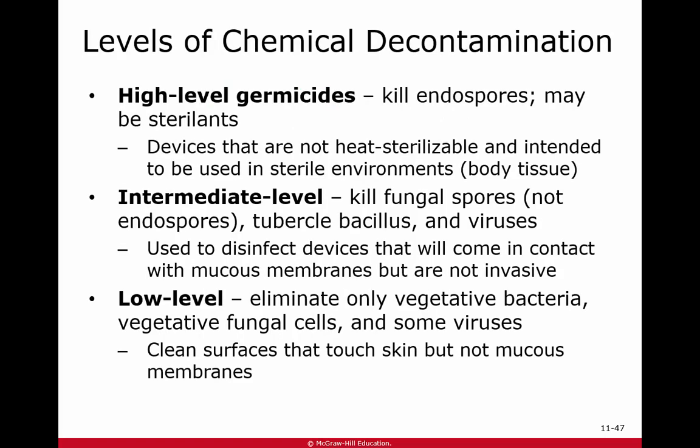When we look at chemicals, we have three levels that we look at them at. First, we have the high-level germicides. These are those that sterilize. We call them sterilants. They're going to kill everything. The problem with these is they also could damage body tissues. So the high-level germicides we typically don't use in reference to the body.